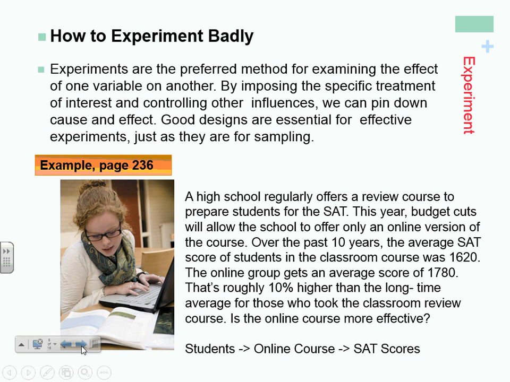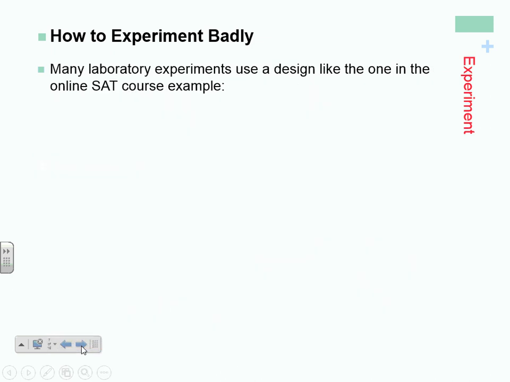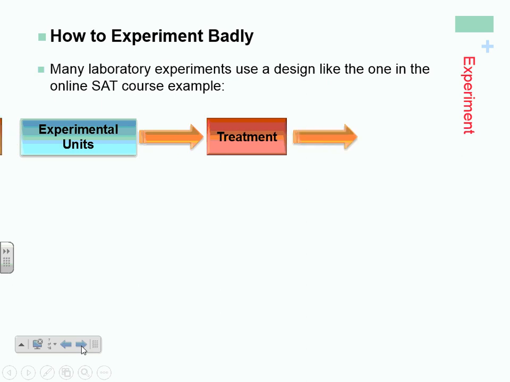Okay, so we're looking at this experiment here, and first of all, I want to show you how you will map out an experiment. We'll often just draw them out like this: experimental units, and in this case, our experimental units were our test takers, or people who were taking the online course and taking the SAT. What was the treatment?